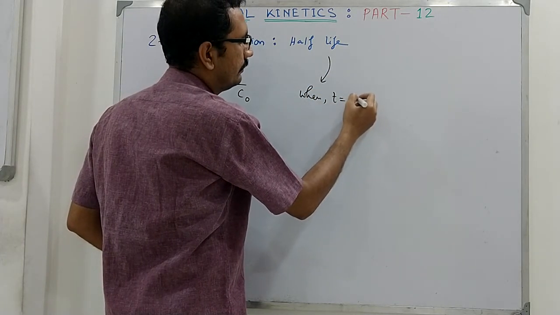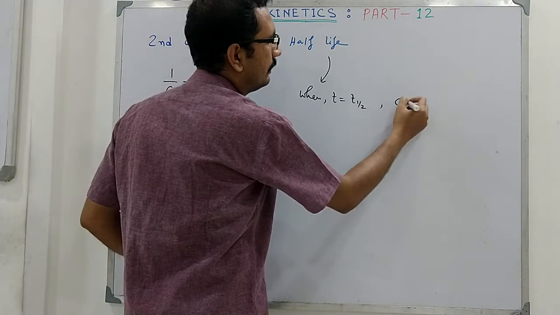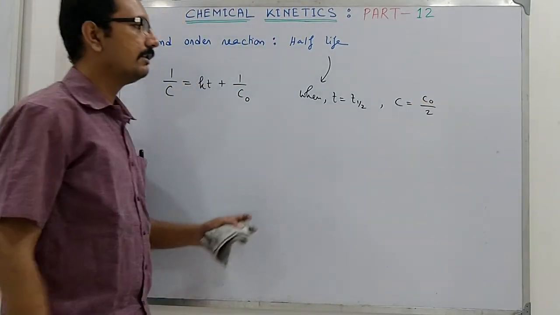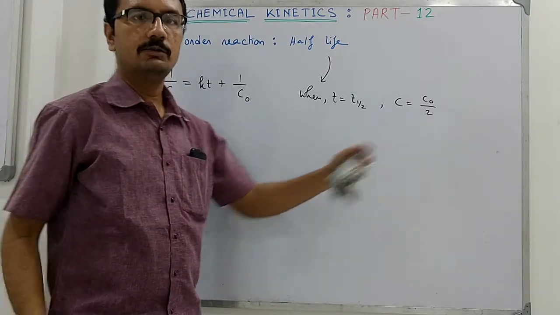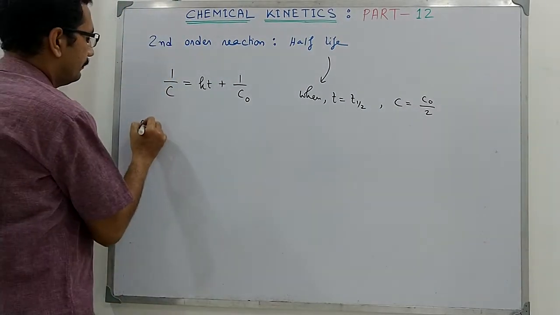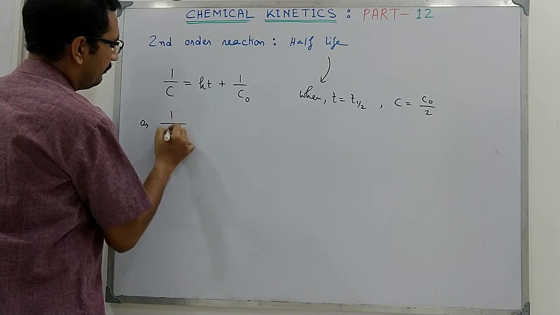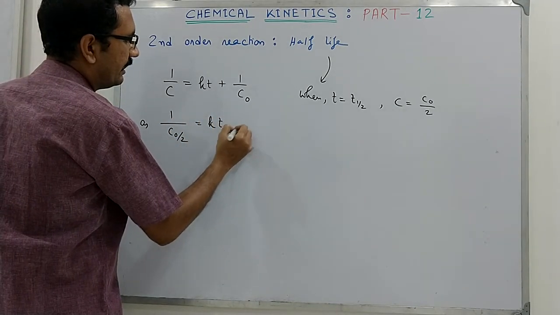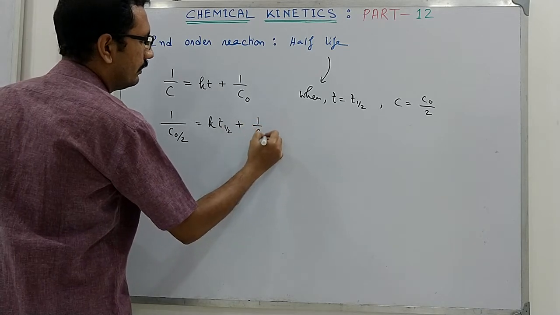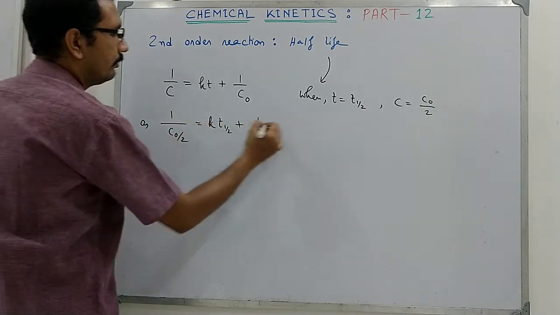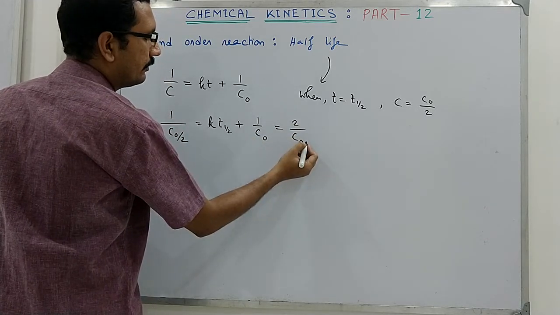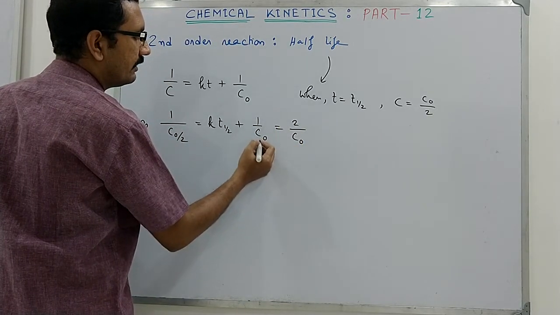when t equals t half, the remaining concentration will be 50% of the initial concentration, that is C will be C0 by 2. Now you put here, so it will be 1 by C0 by 2 when we have t half here, plus 1 by C0. So it is 2 by C0. Now we take this to the right hand side. So we have 2 by C0 minus 1 by C0.